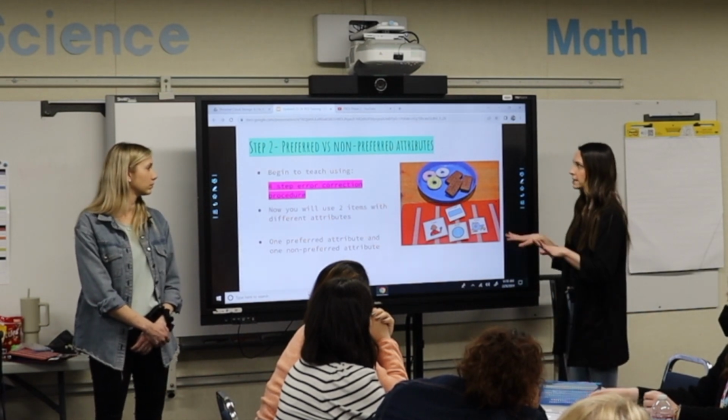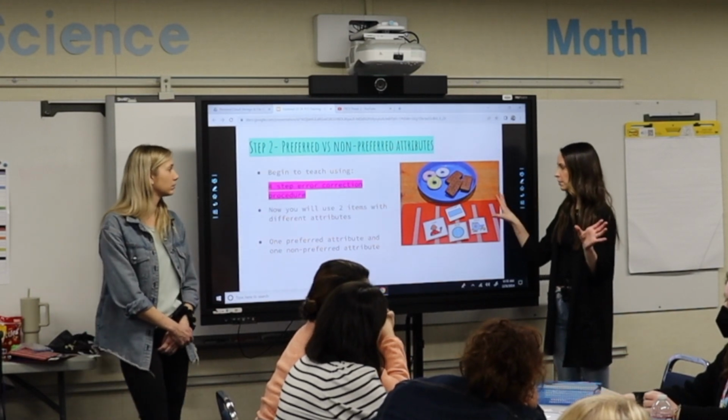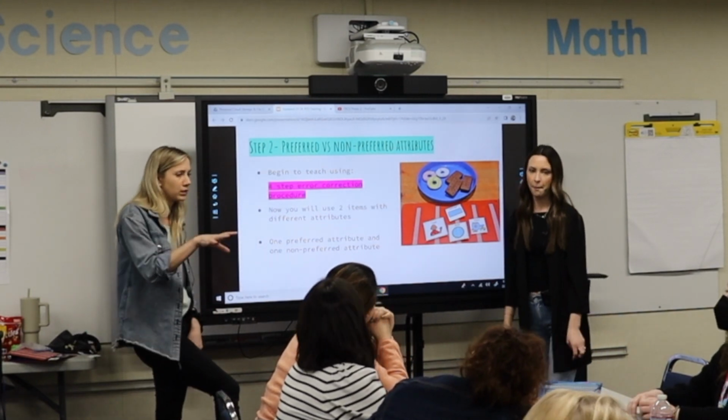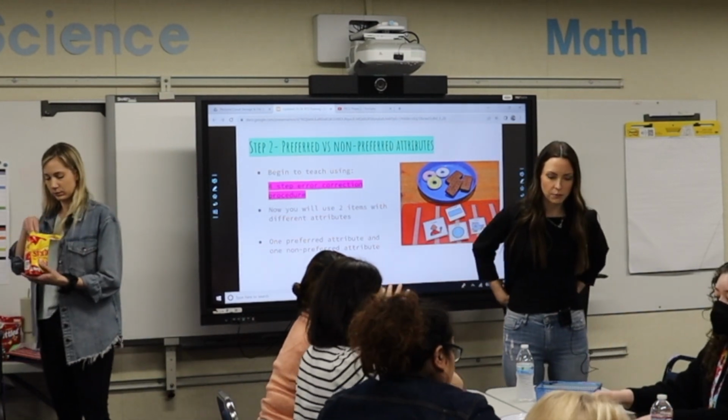So why don't we now practice both of those steps? Prefer non-discriminatory and then one with discriminatory. Yeah, so you guys all have attributes and preferred. I'll give you some candy. Yeah, so we'll start with just one attribute and one icon.